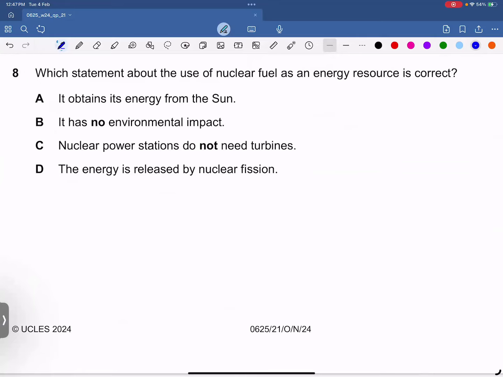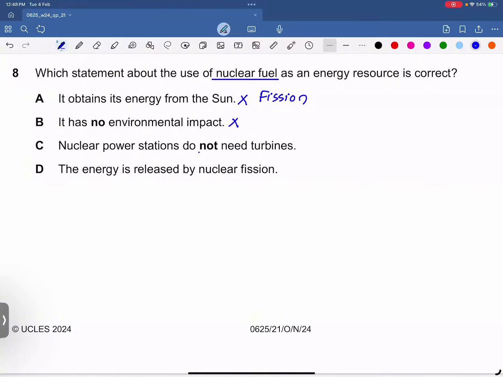Which statement about the use of nuclear fuel as an energy resource is correct? Okay, nuclear fuel as energy resource. It obtains the energy from the sun. No, it's not from the sun. It is the fission of radioactive isotopes. It has no environmental impact. Yes, it has environmental impact, like the radiation hazards, impact on farming, impact on social life, like the people. So option B is also wrong.